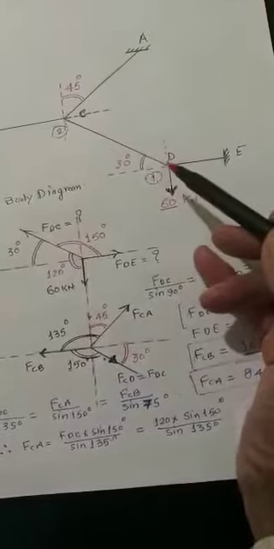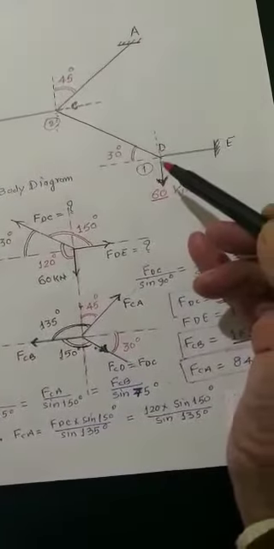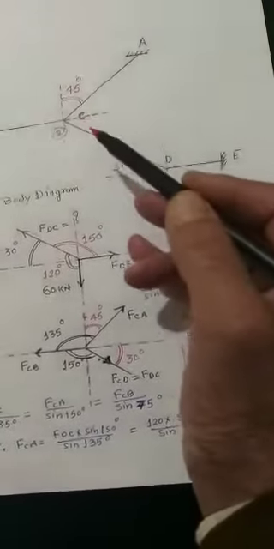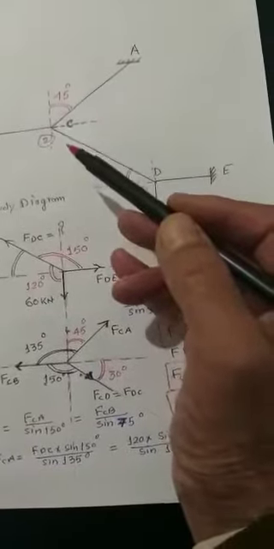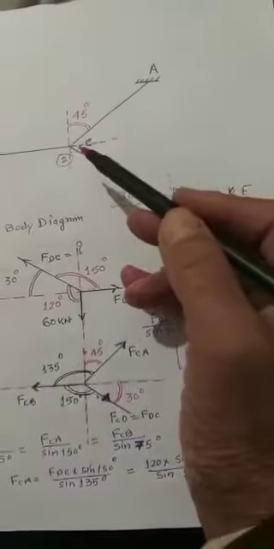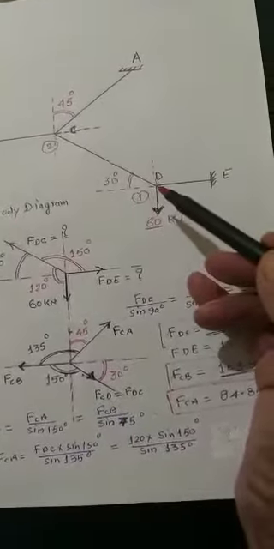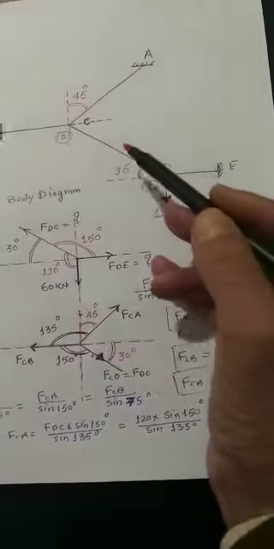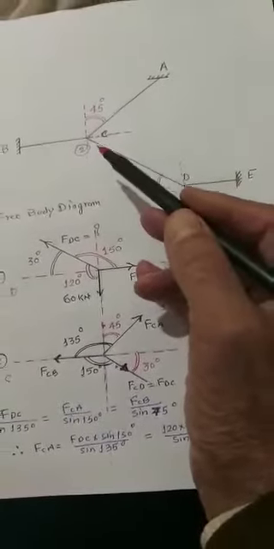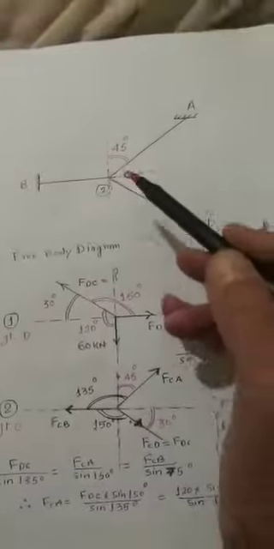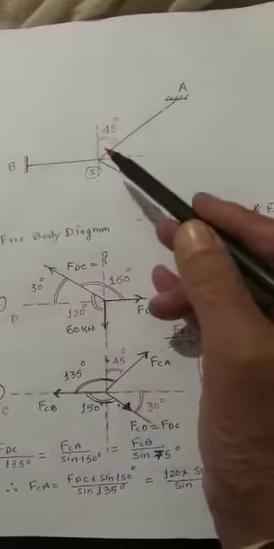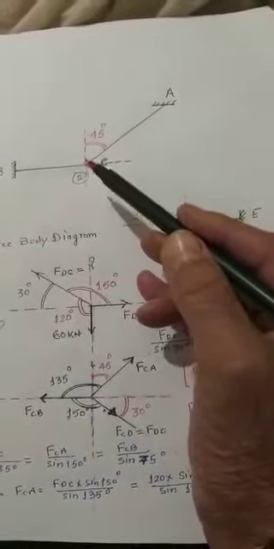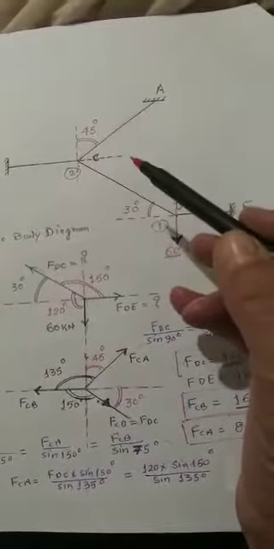Here, whatever force has been calculated for DC, the same force is also applicable for CD. So whatever force was calculated for DC is also the same as that of CD. Now consider the second joint and again draw a free body diagram.